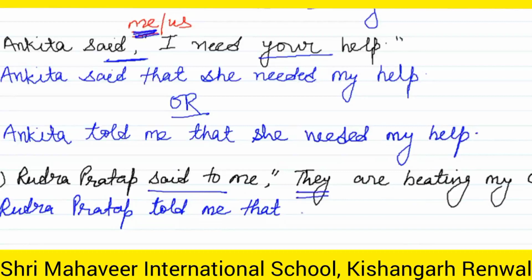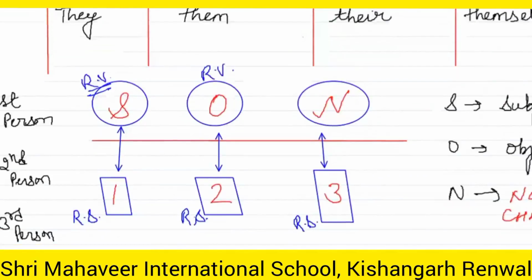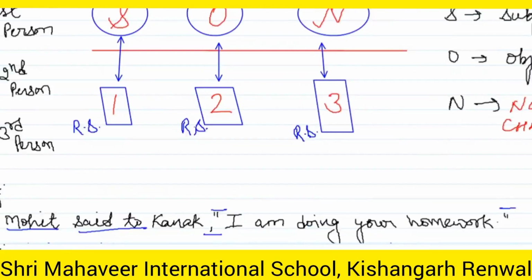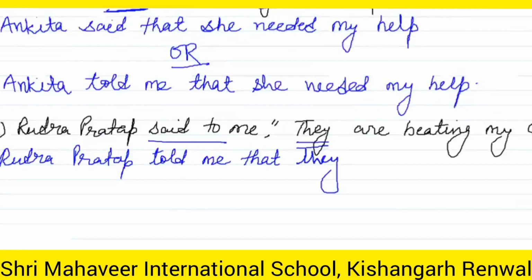Now they, over here it is a third person pronoun. And when we talk about a third person pronoun, see this. When we find a third person pronoun in reported speech, we do not make any changes. No change in the pronoun. So it will remain the same, they are beating. Okay, so this is wrong somehow, because we need to change the tense also. They were beating. Okay, my. It is a first person pronoun.